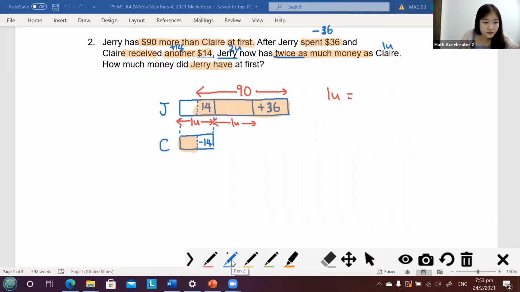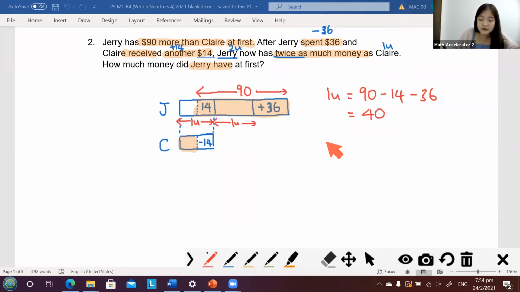Ayman. Okay, so yes, a lot of you got it. 90 minus 14 minus 36. Or you can add them first, 14 plus 36, then you minus. So this 90 consists of 14, 1 unit, and 36. Take away the 14 and 36 from 90, you'll be left with the 1 unit, which is 40. So 40 is 1 unit.